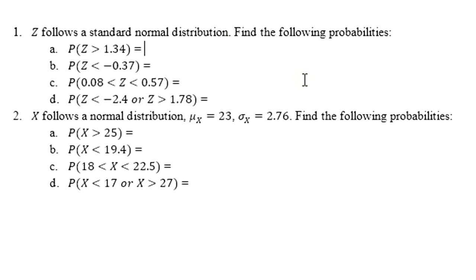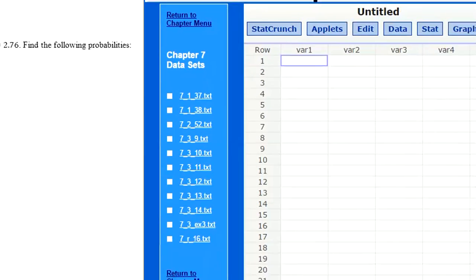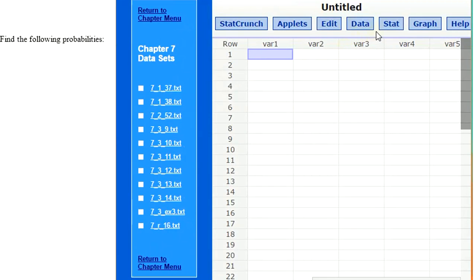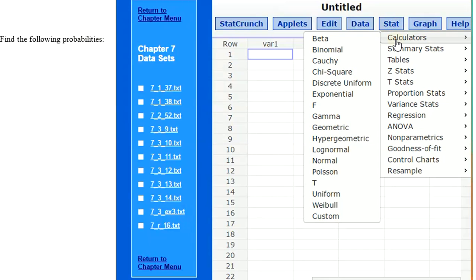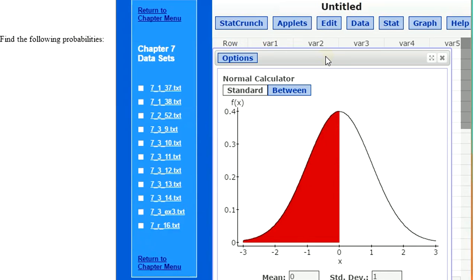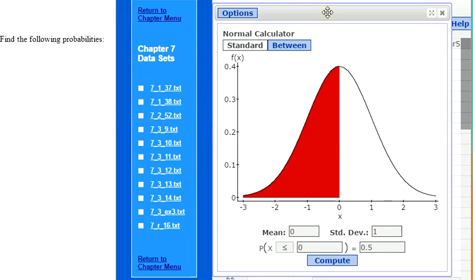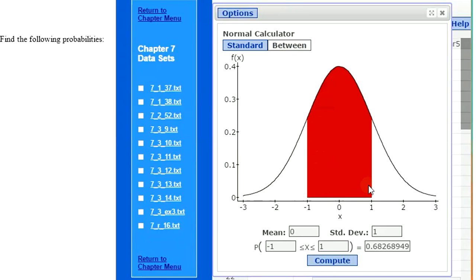Now I want to show you in StatCrunch how to get to the probability calculator, and then we're going to do some work in it. So under the Stat menu, click Calculators, and go down to Normal. The normal probability calculator is going to look like this. We have a standard view, not to be confused, unfortunately, with a standard normal distribution. Standard is we're interested in area to the left or area to the right. Between is area within an interval.